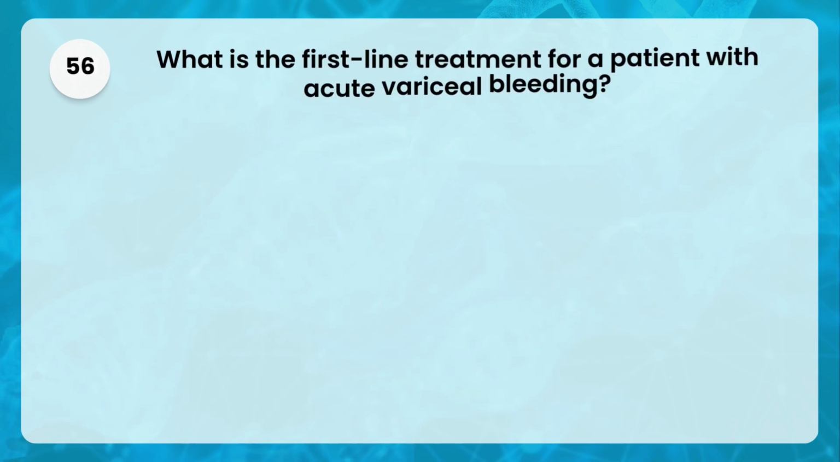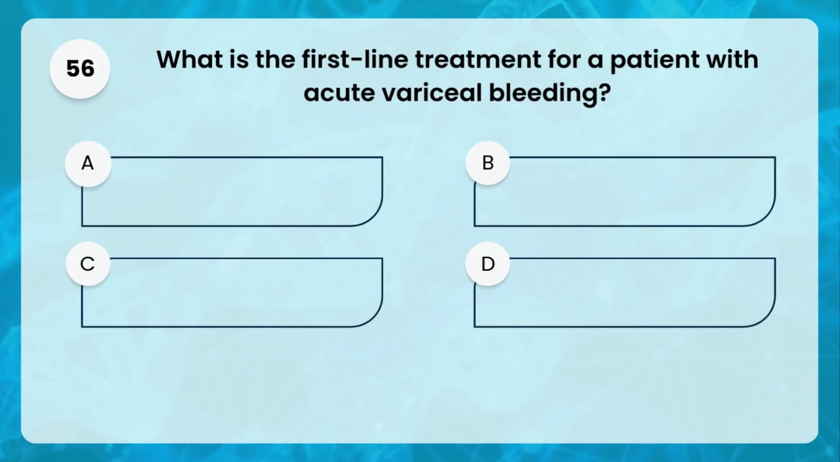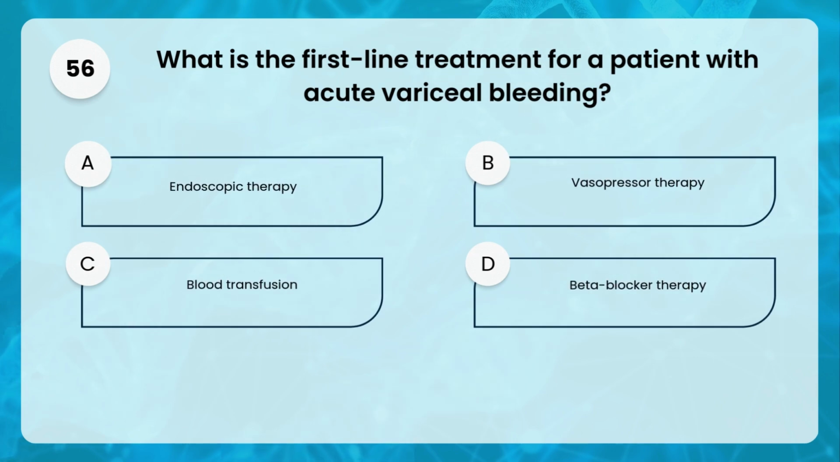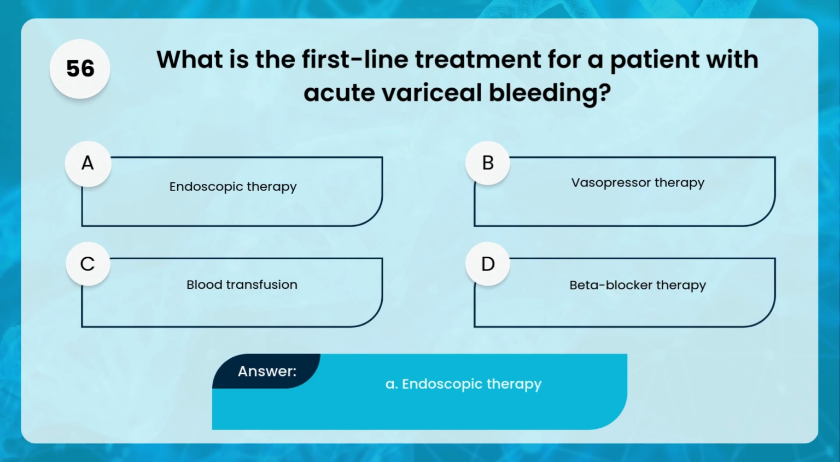56. What is the first-line treatment for a patient with acute variceal bleeding? A. Endoscopic therapy. B. Vasopressor therapy. C. Blood transfusion. Or D. Beta blocker therapy. The answer is A. Endoscopic therapy.